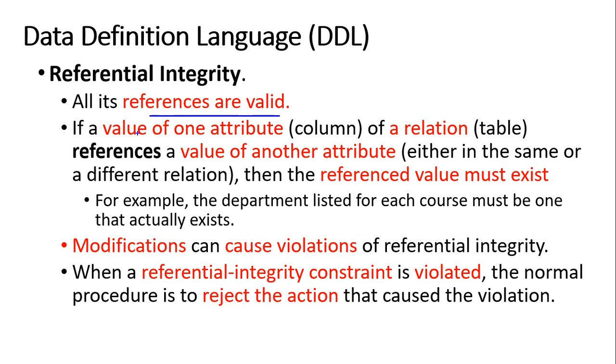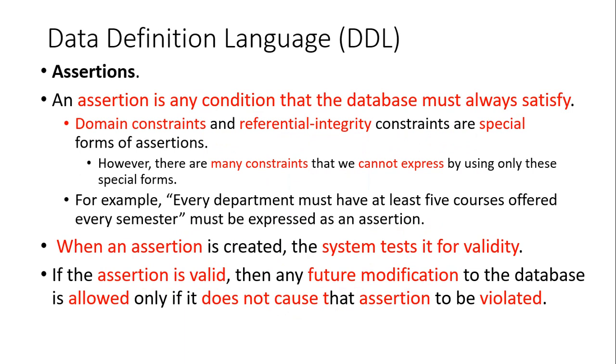Okay, so this happens when a value of one attribute in one relation, one column of one table, is referring to another column of some other table. Whenever you make changes, if the references are not proper, then it will create a violation, and when such a violation occurs, the database will not accept such changes. Let's go to the next one.